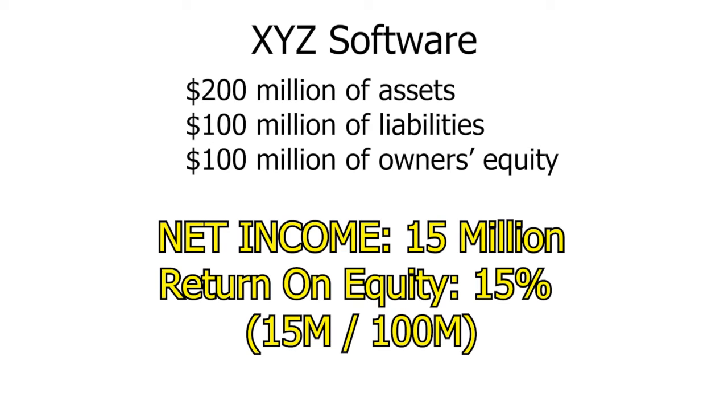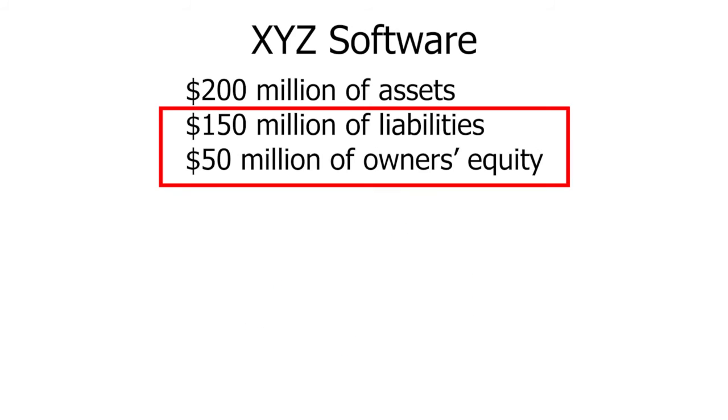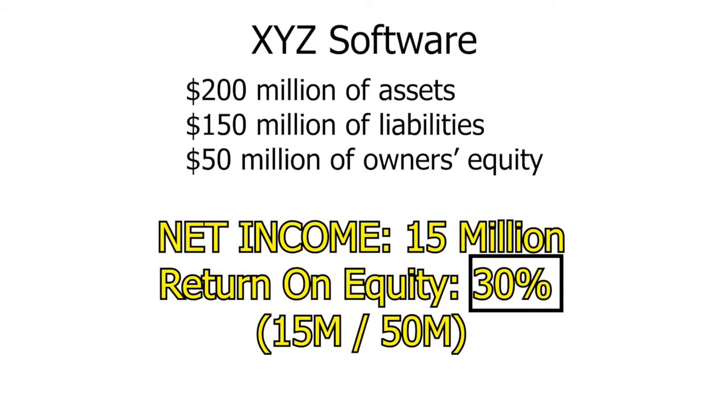If, however, XYZ Software's capital structure was more debt dependent, such that they had 150 million of liability and only 50 million equity, their return on equity would be much greater. In fact, with the same net income, XYZ would have a return on equity of 30%: 15 million net income divided by 50 million owner's equity, thereby offering the company's owner twice as great a return on their money.